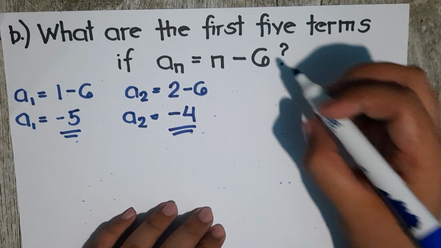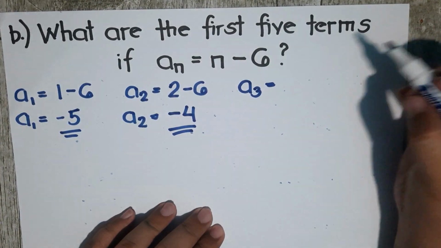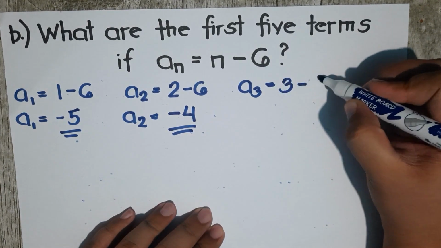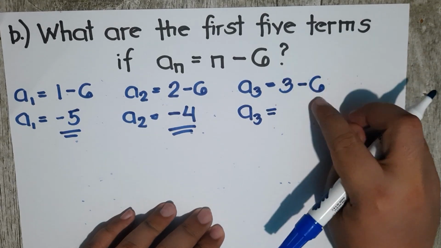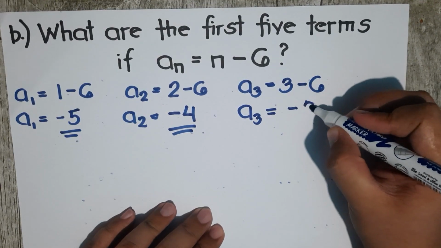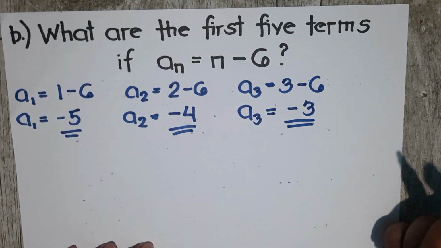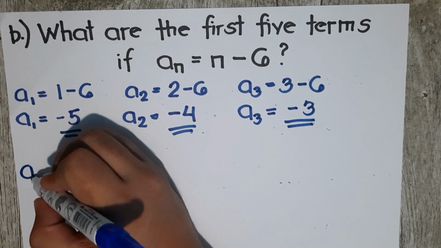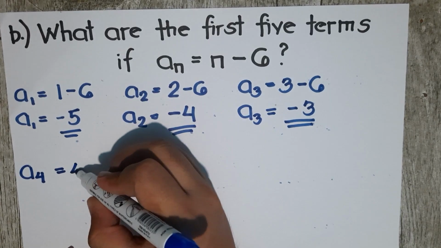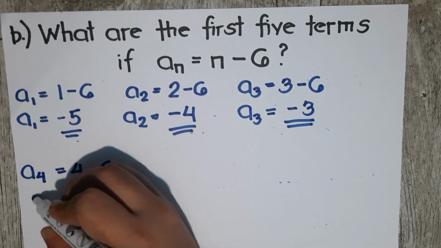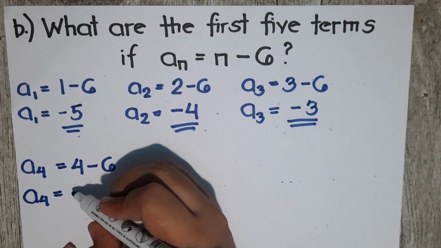Second term. Third term, a sub 3 is equal to, replace n with 3, we have 3 minus 6. So a sub 3 is equal to, 3 minus 6 will give us negative 3. Third term. Let's solve for the fourth term. So a sub 4 is equal to, replace n with 4, because we're looking for the fourth term. So a sub 4 is equal to, 4 minus 6 will give us negative 2.